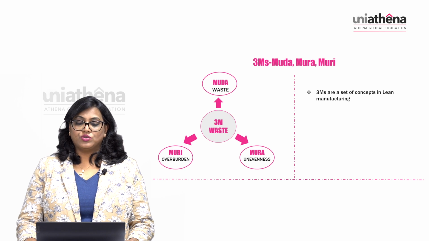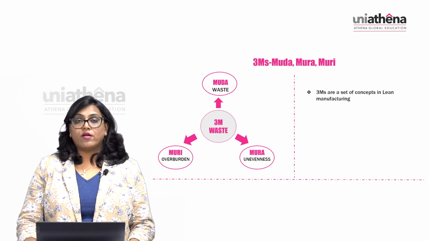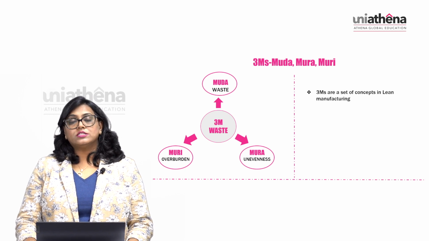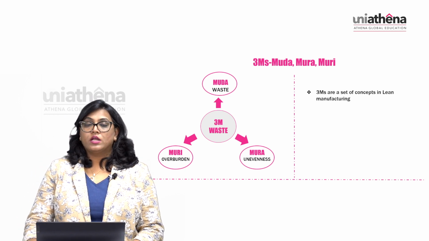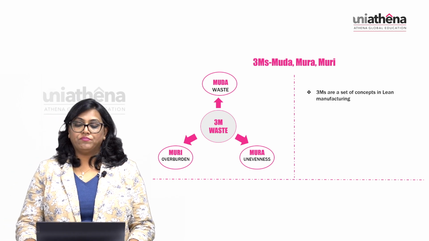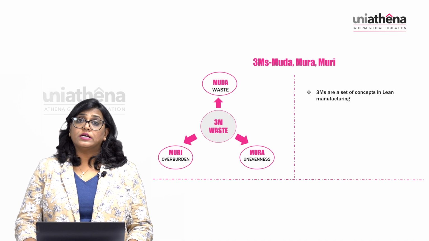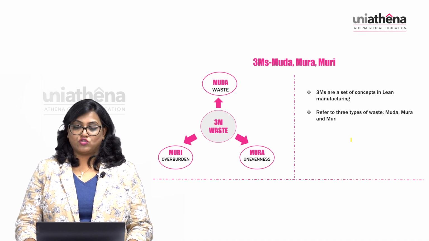Muda refers to waste, Mura refers to the unevenness, and Muri refers to the concept of being overburdened. So this is called the 3M waste. Now, what are these 3M? They are actually a set of concepts when it comes to lean management in manufacturing.